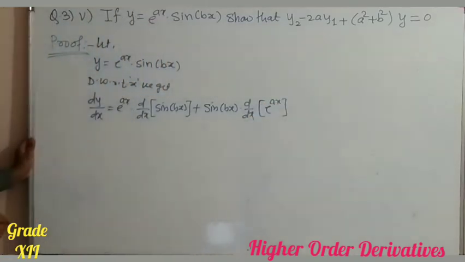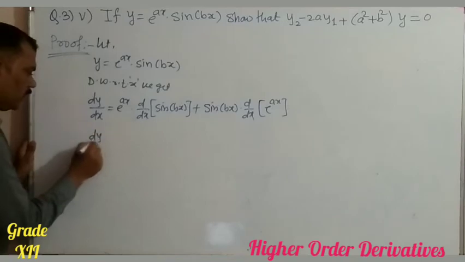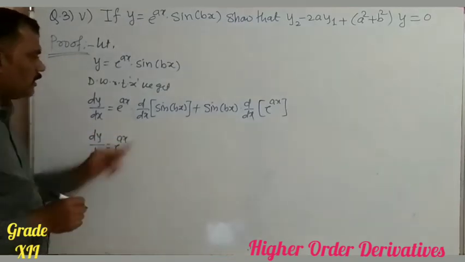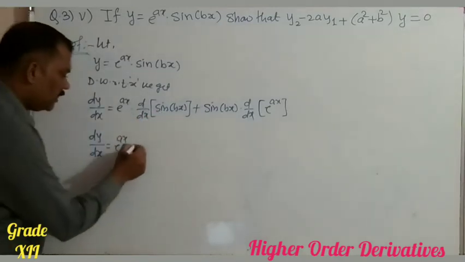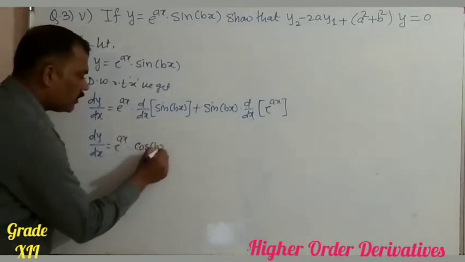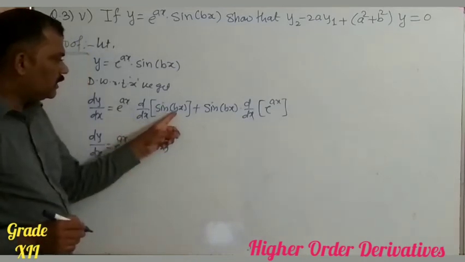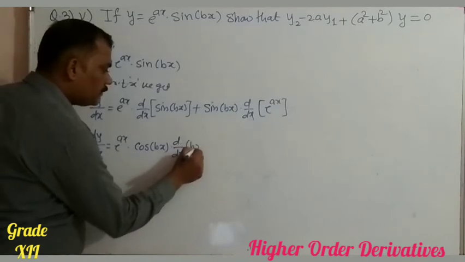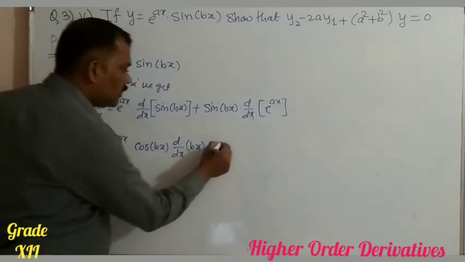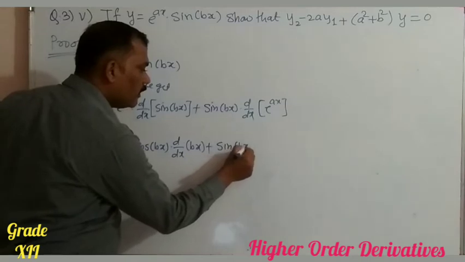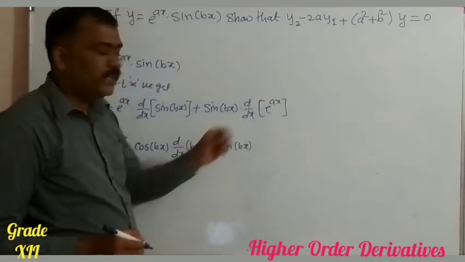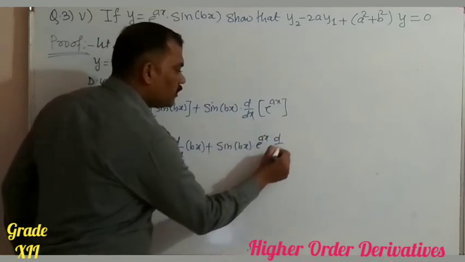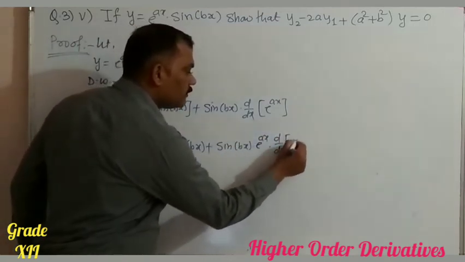Okay, so what we have to get is dy by dx is equal to e raised to ax into, first we have to keep the finger on sine. What is the derivative of sine? It is nothing but the cos, that is cos of bx. Next we have to take the derivative of this bx, that is d/dx of bx, plus sine of bx as it is into, now we have to keep the finger on e. What is the derivative of e? That is e raised to x into d/dx of x.